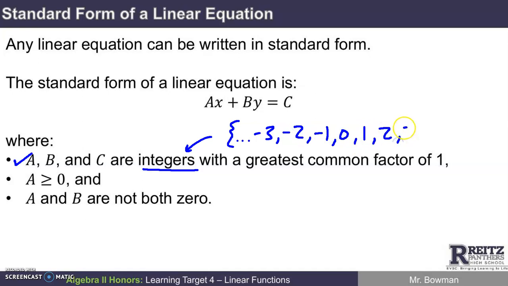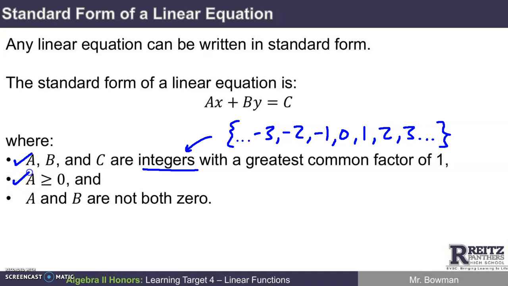What you can't have as a, b, or c is a decimal, or a fraction that's not the same as a whole number, and if you did, we wouldn't write it as a fraction, we'd write it as that integer. So either a whole number or the opposite of a whole number. Also, the greatest common factor needs to be 1. If there's some common factor in each of those three numbers bigger than 1, you should divide both sides of the equation by whatever it takes to make those a, b, and c have a greatest common factor of 1.